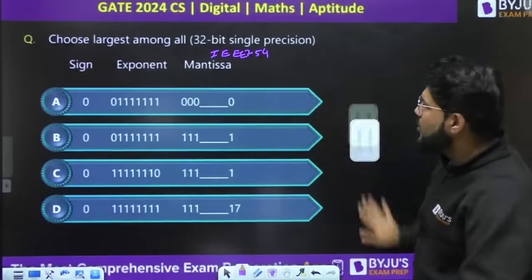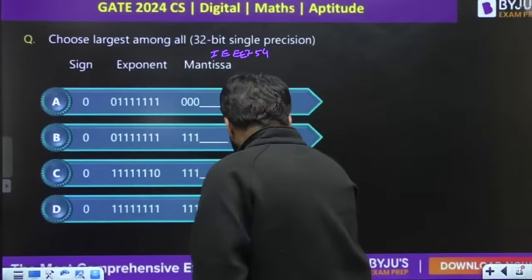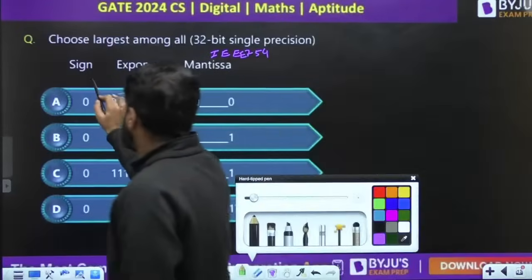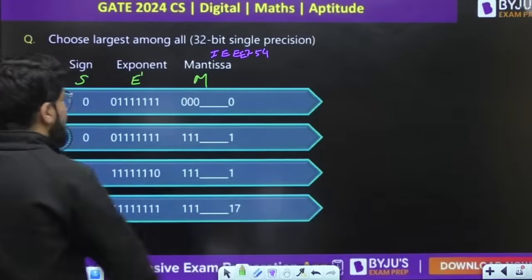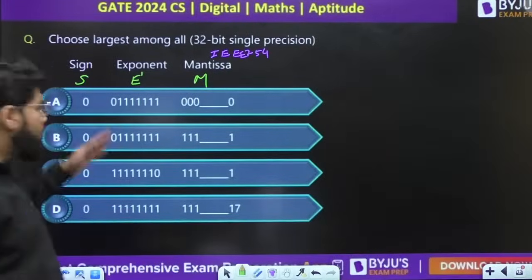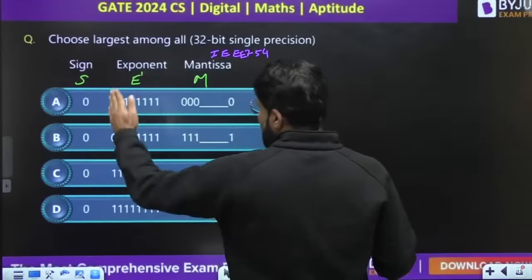Choose the largest among all. Okay. The number given in the form of sign bit, the exponent value, E dash, and the mantissa part. How do you generally represent the number? See, all the sign bits are 0. That means the number is positive.